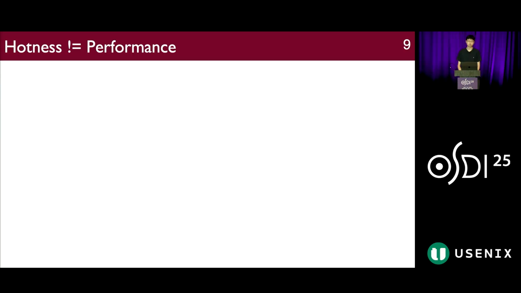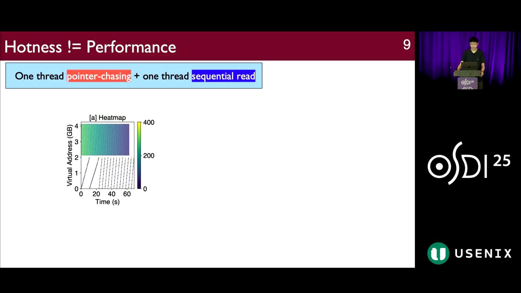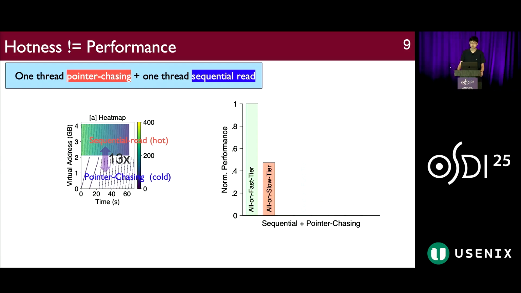To give an example of why hotness is not always a reliable metric, we designed a simple benchmark. It has 2 threads. One is pointer chasing and the other one is sequential read. The plot shows a heat map during its runtime. And we can see that sequential read is much hotter, which has around 30 times more accesses than pointer chasing. And we can use this benchmark to study the performance of different tiering designs. The right plot shows the normalized performance relative to a DRAM-only setup, shown on the y-axis.